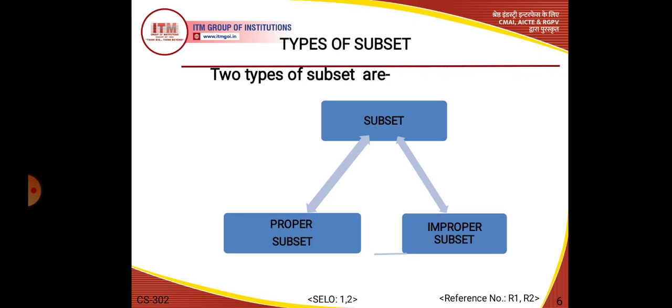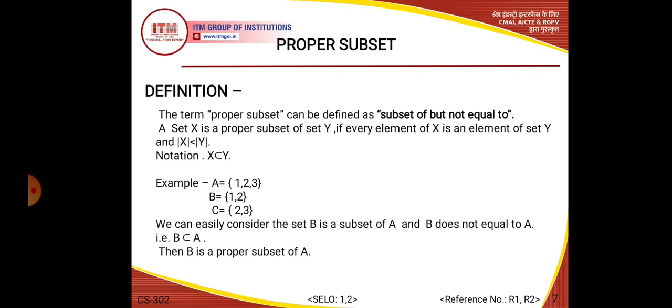Now come to next topic, types of subset. Basically, subsets are of two types. First is proper subset and second is improper subset. Now, first we are going to discuss proper subset. So the definition says the term proper subset can be defined as subset of but not equals to. This is the definition.